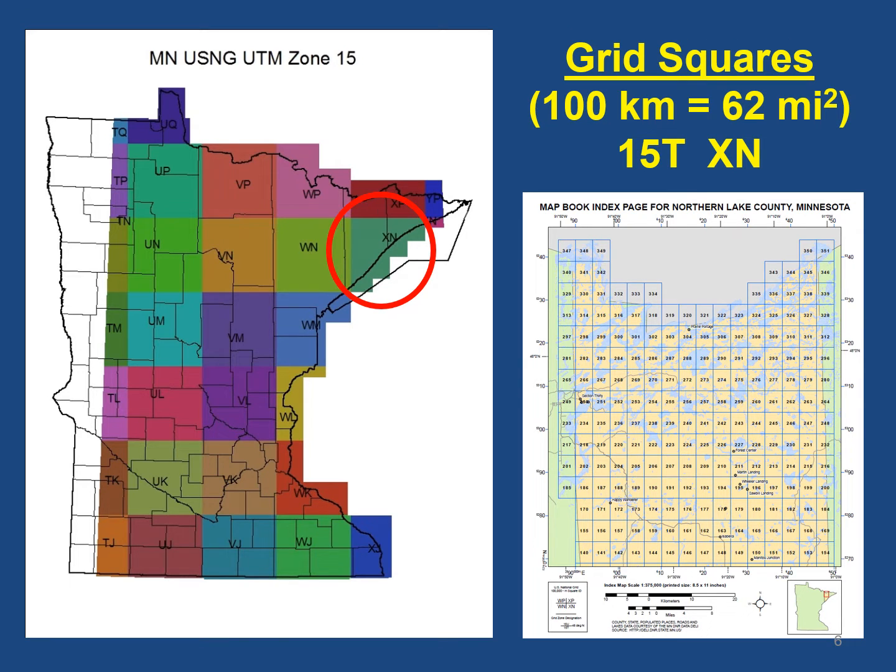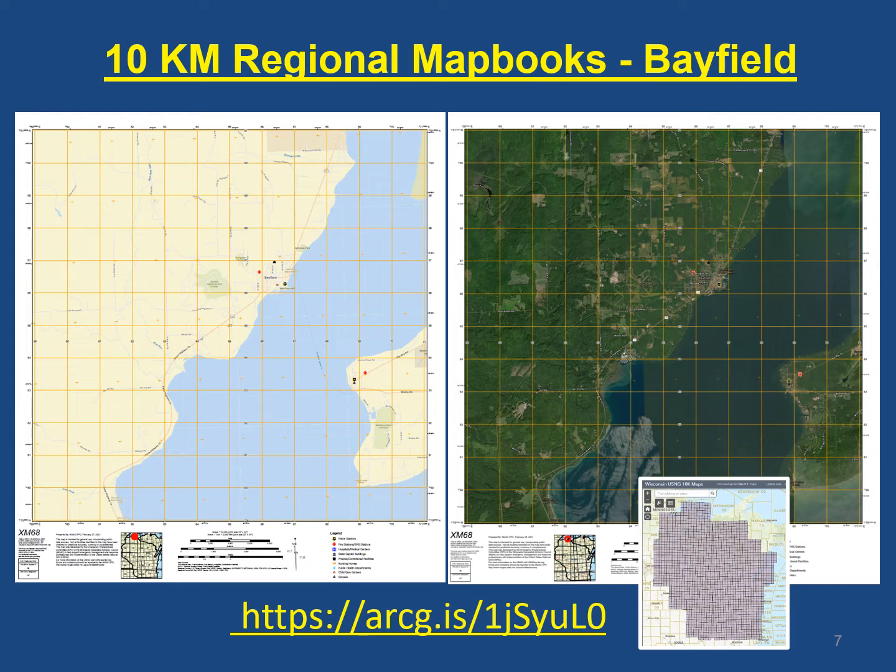These large grid zones are then divided into grid squares of 100 kilometers, or about 62 miles on a side, and they're designated by 2 letters, such as XN in Lake County, where I live. These grid squares are then further divided into 10-kilometer sections and can be made into map pages and printed as map books for emergency responders in the field, showing both street view or topo map on one side and an aerial view or satellite of the same area on facing pages, such as this one in Bayfield County, Wisconsin.